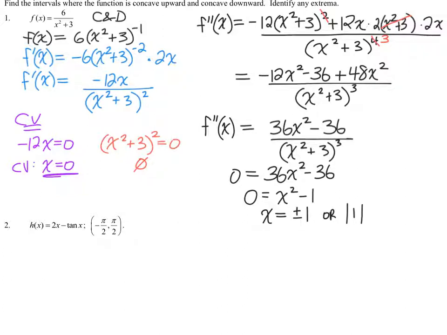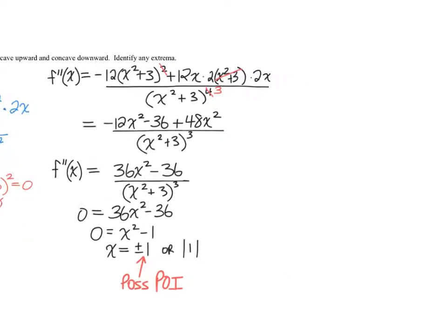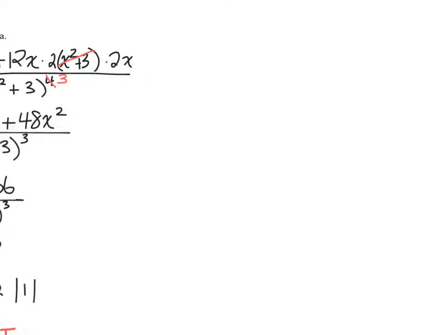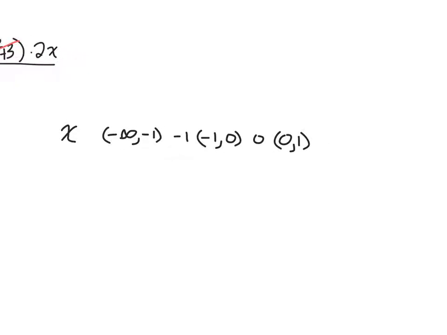So now that we have all this stuff, and again, we're going to go with this one. This is my possible point of inflection. We have 0 and plus or minus 1 as my important points in my sign chart, the one that they don't tell you that you need to make, but you need to know that you need to make. So x: negative infinity to negative 1, negative 1 to 0, 0 to 1, and then 1 on to infinity.